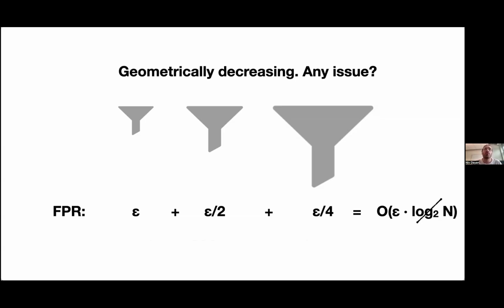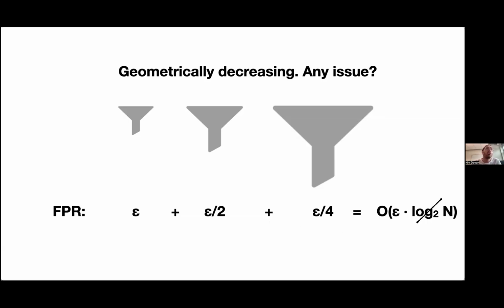And the most natural approach that will probably come to anyone thinking about how to solve this is just, why don't we just half the false positive rate for each new filter that we're allocating? Meaning the false positive rate will be geometrically decreasing. This will, kind of trivially get rid of that log n factor and make the overall sum of these false positive rates converge.